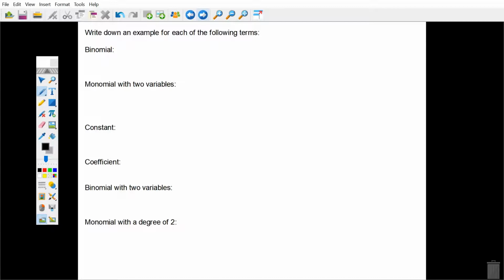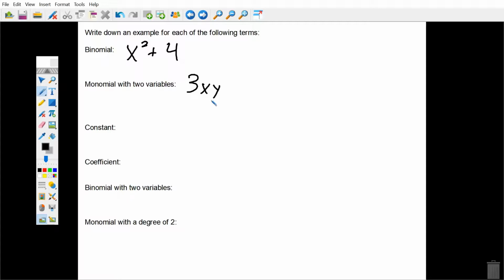Here, I want you to write down an example for each of the following terms. So your numbers can be different than mine, and probably will be, but I need an example for each of these. So please pause now and try that. All right, so here are some examples. Your binomial is correct as long as it has two terms. Number 2, a monomial with two variables needs to have two variables with one term, something like that.